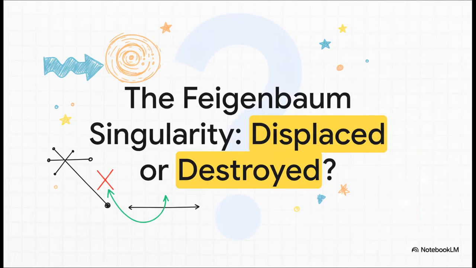So, here is the central mystery we're up against. We already know the non-holomorphic perturbation, G of mz, completely wiped the Feigenbaum Singularity off the real axis. But what did it actually do to it? Was the singularity just pushed sideways, hiding somewhere in the complex plane? That's what the paper calls outcome A, displacement. Or was it completely annihilated, outcome B, destruction? That is the one question paper 25 is designed to answer.